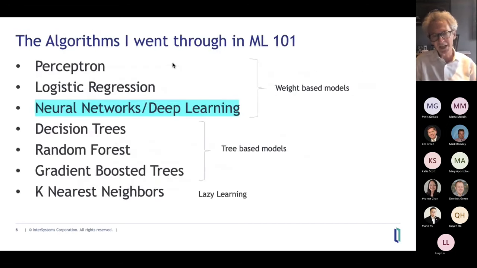And then maybe lastly, the algorithms I went through in ML 101 are these. There are weight-based models, of which neural networks is one. So we'll dive into that a lot. But there are other kinds of models as well: tree-based models, clustering, nearest neighbor type models. But we're going to deep dive into this neural network and deep learning concept.